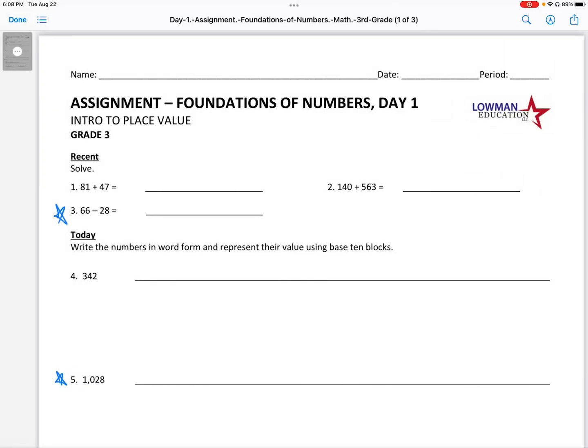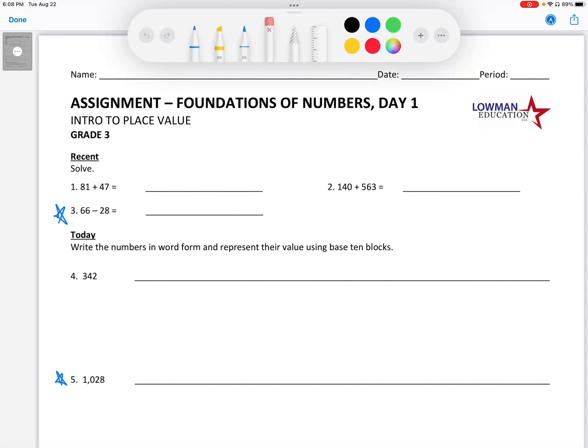I'm going to make a quick video going over some of the extra practice that I sent home this week. I'm going to start on this Foundations of Numbers Day 1, with problem 3, 66 minus 28. In class, we're learning about place value. We're not really working too much on addition and subtraction yet. However, throughout the year, I see kids make the exact same mistake with subtraction every time. And so I want to go over what that is.